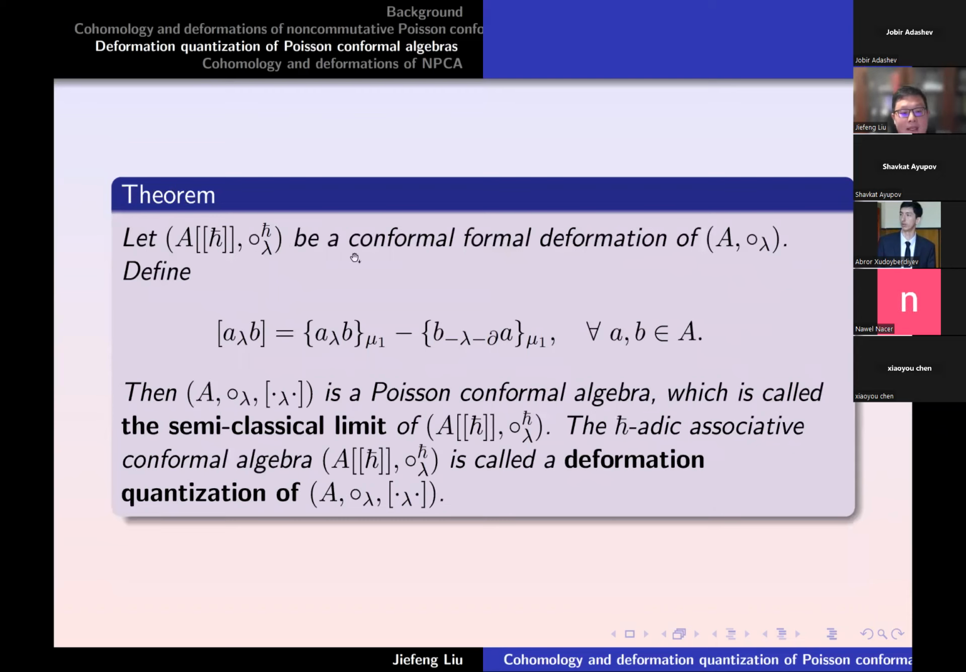Now let this be a conformal formal deformation of A. Define the bracket as follows. Then A equipped with this lambda operation and this lambda bracket is a Poisson conformal algebra, which is called the semi-classical limit of this. The h-adic associative conformal algebra is called a deformation quantization of A.